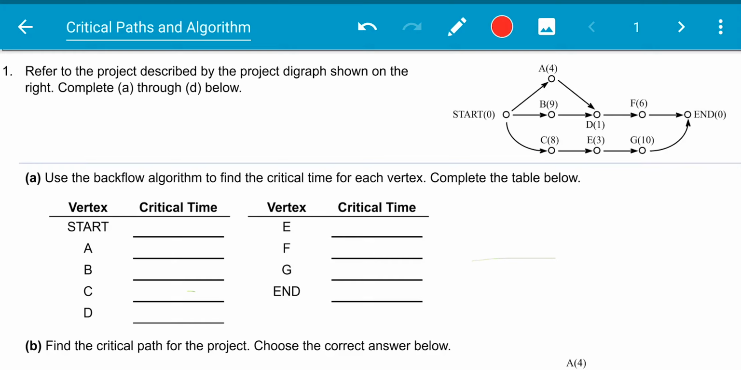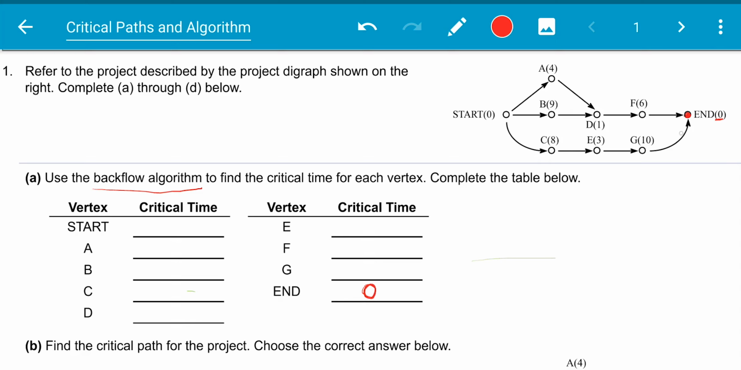Hey everyone, in this video we're going to go over critical paths and the critical path algorithm. It's a little bit trickier than decreasing time and priority lists, but it's similar in its own way. So what we're going to do is work backwards. We're going to be using the backflow algorithm to find the critical time for each vertex. So we're going to start at the end, and the end is 0. It doesn't take any time for us to finish, so the critical time for end is going to be 0.